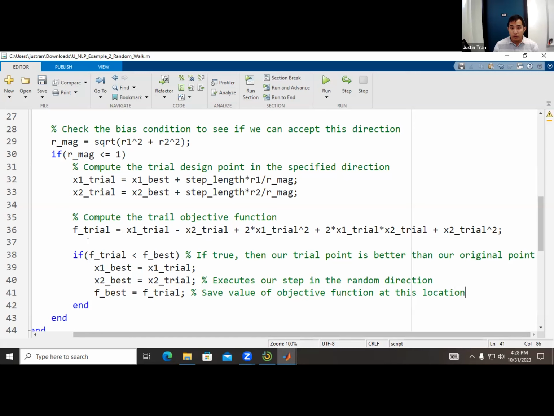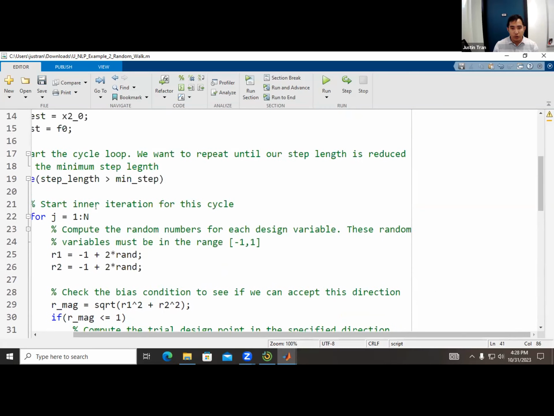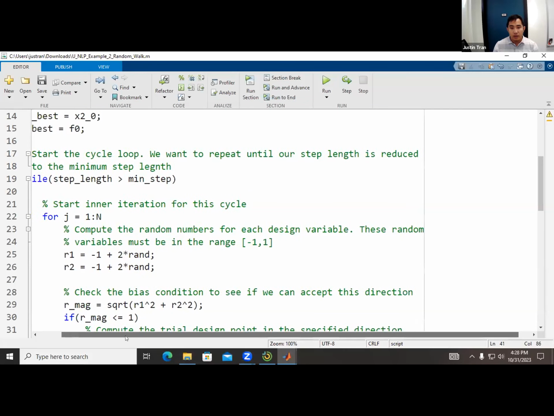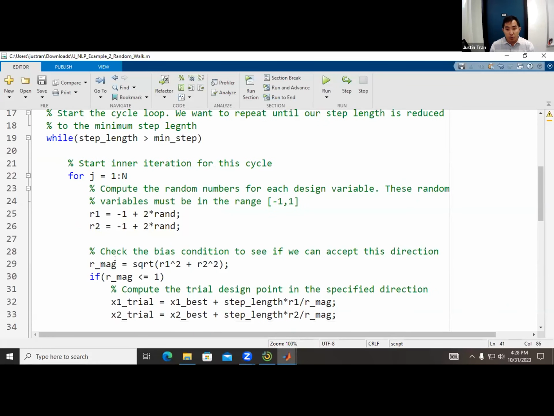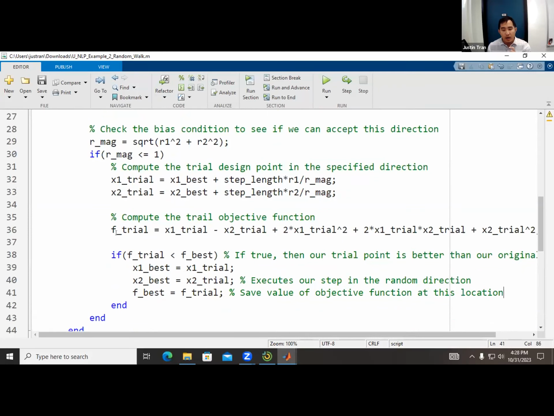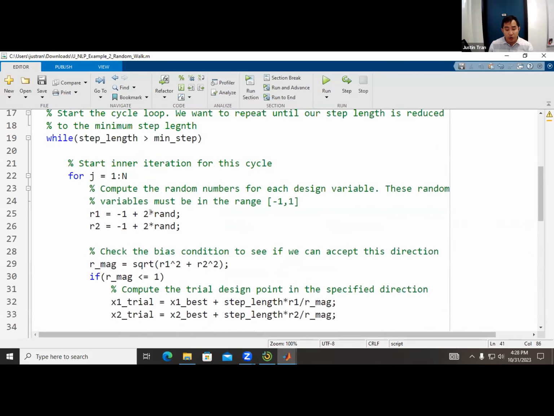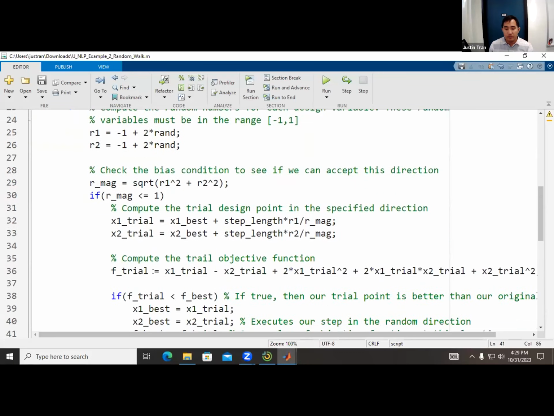And then we go from there. Since this part of the code is within a for loop, this code is going to continue to repeat. We're going to take steps with this particular step length and our random variable, but we're only going to accept the steps if they lead to an improvement. So this is the code version of what we just went over, both in words and visually as well.